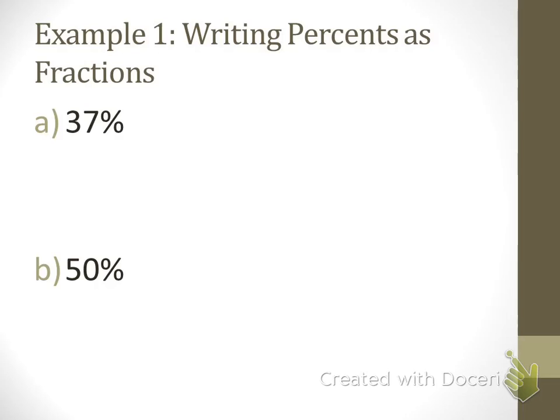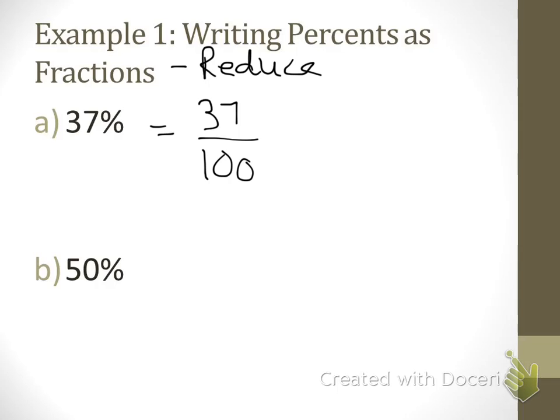Okay, that leads us to example 1. In example 1, we're writing percents as fractions. Well, I just told you that a percentage is a part out of what total? It's a part out of a total of 100%. So in order to write a percent as a fraction, I need to place whatever the percentage value is over 100. And the important thing here is that I must reduce when possible. Can I reduce 37 over 100? No, I can't. That's in its most simplified form, so that would be my answer.